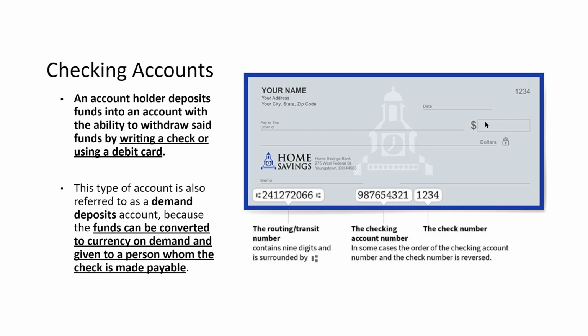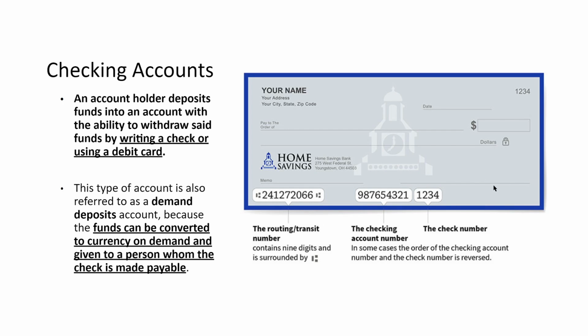So let's say it's for $100, you put 100.00, and then since it's written in dollars, you would write 100, and since there's no pennies here, you would write 00/100, which means no pennies. And then the memo, that's just for you, like, why did you write this? It could be cash. And this space right here is where your signature goes.